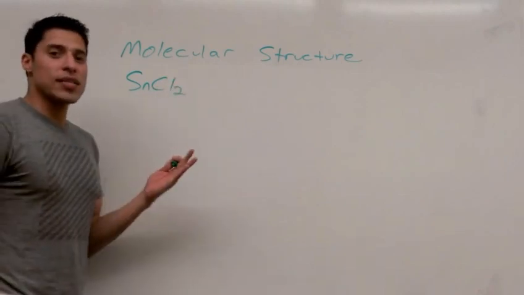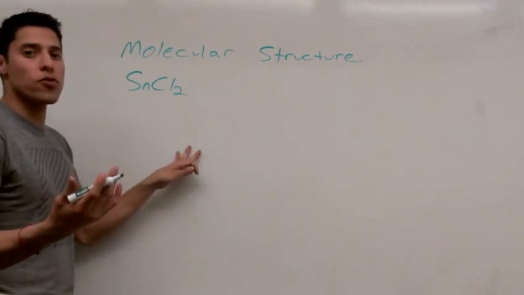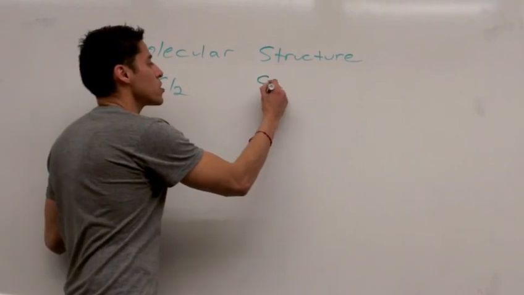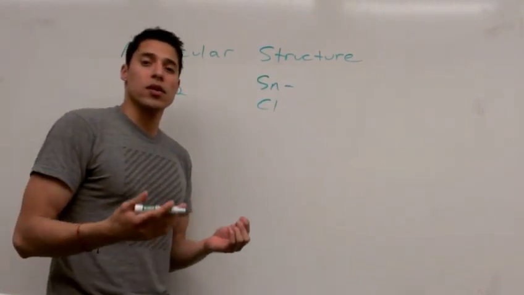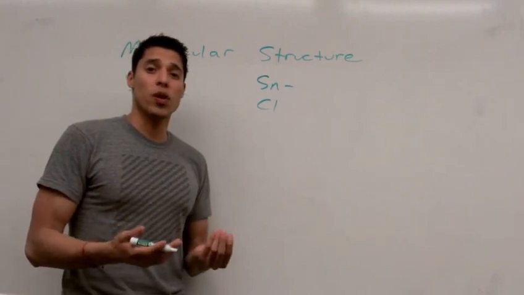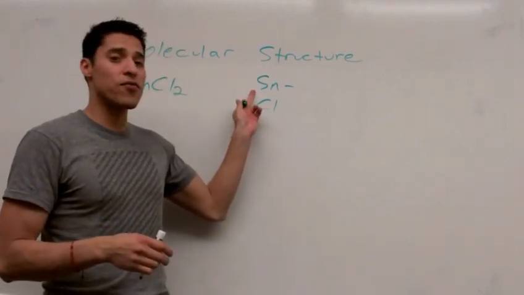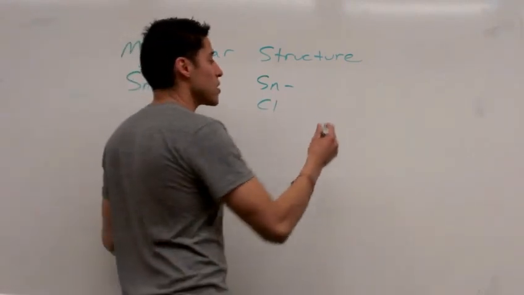So here we have tin dichloride. We're just going to go through the steps. The first step, we're going to determine the number of valence electrons. Now the number of valence electrons is very simple to figure out because it's simply whatever group number it's in, as long as you're following the A series. So if we look at tin, for example, it's in the 4A series. So tin is going to have 4 valence electrons.